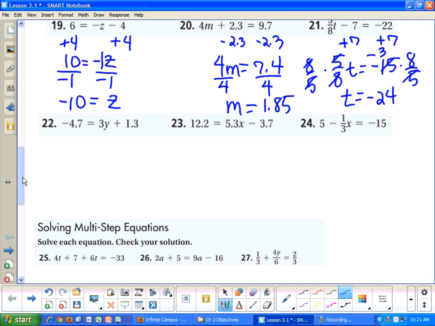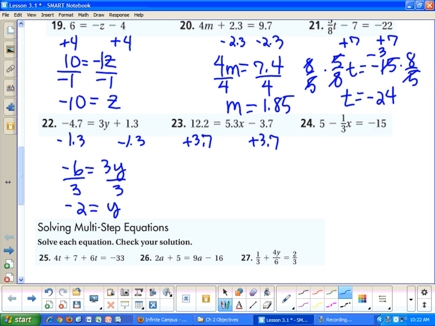For number 22, I'm going to start by subtracting 1.3 from both sides. Then I get negative 6 is equal to 3y. Dividing both sides by 3 gives me negative 2 is equal to y. Adding 3.7 to both sides on number 23 gives me 15.9 is equal to 5.3x. Dividing both sides by 5.3 leaves me with x equal to 5.